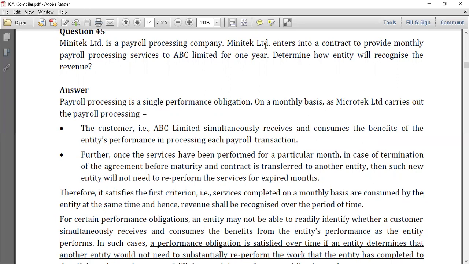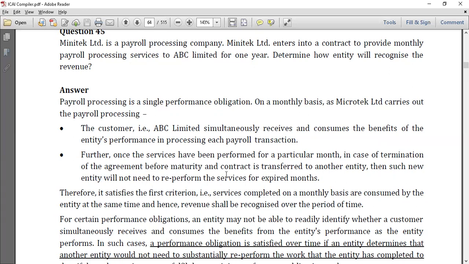What are the two criteria that are to be satisfied? First, the customer. Minitech Limited is a payroll processing company, and here the customer is ABC Limited. Here the customer ABC Limited is simultaneously receiving and consuming the benefit. The first criterion is you should simultaneously consume the benefit as and when it is received. And the second one is the entity need not reperform the contract for the services that have expired. So that is the second criterion. Here the entity is Minitech Limited.